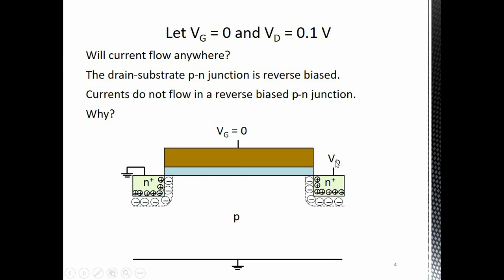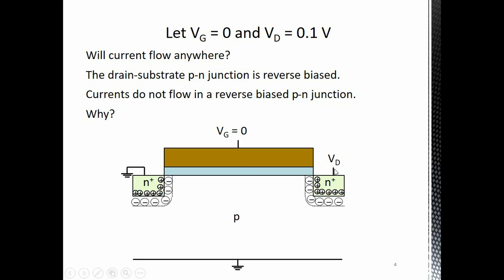Will I have a voltage applied, will current flow anywhere? Now there are lots of terminals, so let's look at each pair. So the source and body junction has zero voltage across it, so there is no question of current flowing. The gate is also zero. In any case, I think you know that because there is an insulator between the gate and the body, current will not flow from the gate to the body. Well, I should say DC current will not flow from the gate to the body.